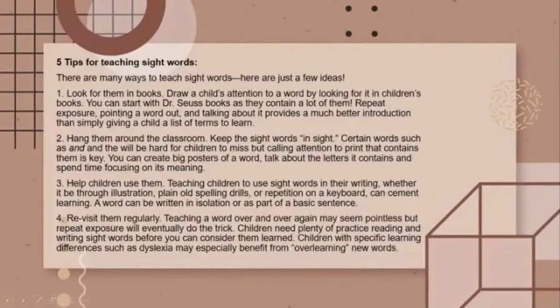So these are the 5 tips for teaching sight words. Number 1. Look for them in books. Draw a child's attention to a word by looking for it in children's books. You can start with Dr. Seuss books as they contain a lot of them. Repeat exposure, pointing a word out, and talking about it provides a much better introduction than simply giving a child a list of terms to learn.